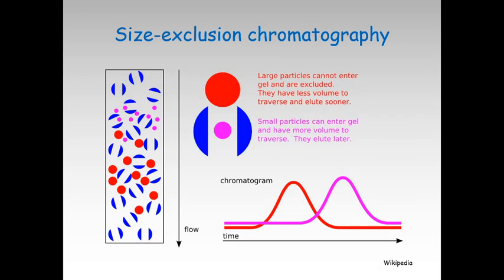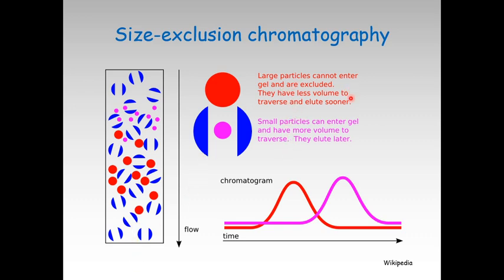This slide just reiterates what I told you in the previous one, but it gives you a much more refined explanation. You have these beads that are the blue colored ones, and the red colored large protein molecules cannot enter these beads, whereas the pink or magenta colored small proteins can enter them. Larger proteins just circumvent these beads, take a shorter path and come out.